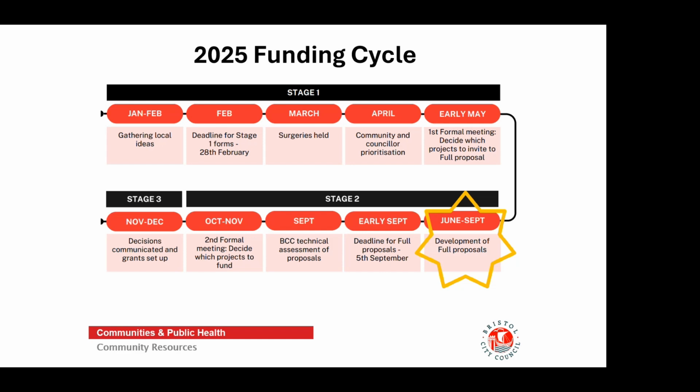This diagram is just to show where in the CIL process we are. So everyone here should have been contacted to let them know that their Stage 1 proposal, or their initial idea for a project, has been progressed by your committee councillors to Stage 2 of the process. This means you should all be thinking about writing your full proposal over the next couple of months, which will then be considered by your area committee at meetings throughout October and November, where they'll decide which projects to fund.